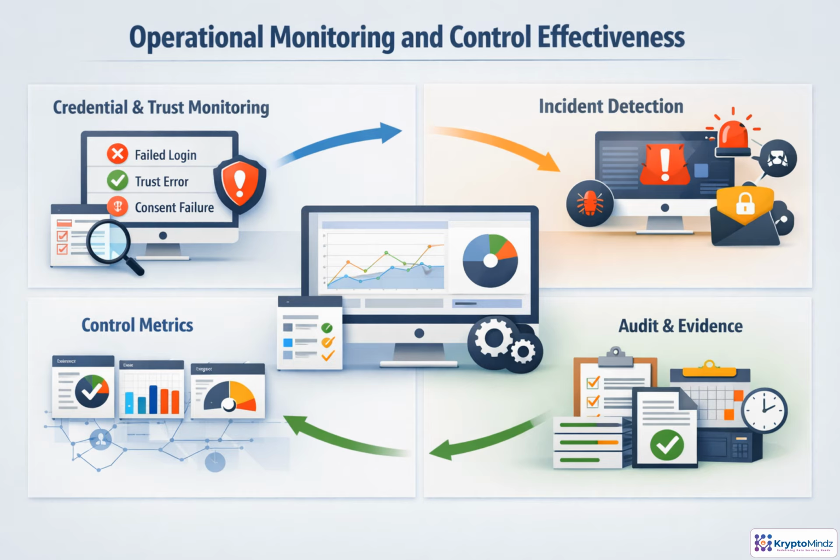Deployment is not the finish line for compliance controls. Once controls are live, telemetry must show whether they still work. Monitor failed credential checks, trust errors, consent failures, unusual onboarding behavior, and evidence access attempts. Also track control health, including log ingestion, evidence completeness, and policy evaluation results. Alerts handle high-risk exceptions quickly, while dashboards and periodic testing provide proof that controls remain effective over time.